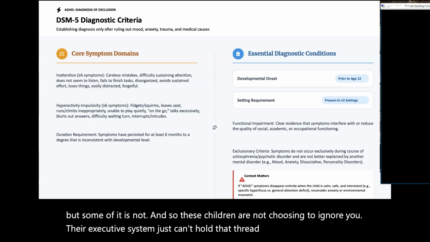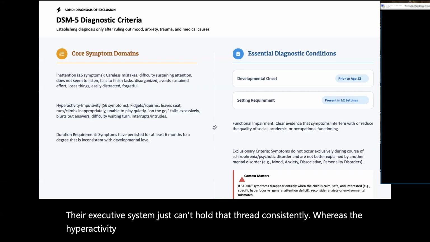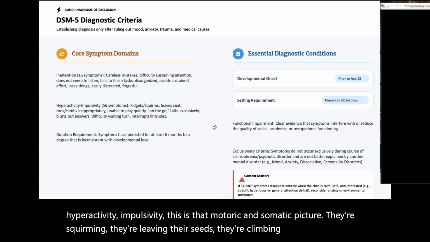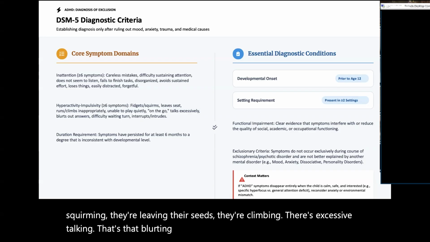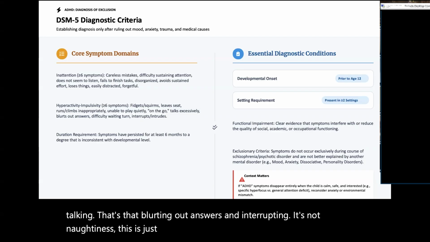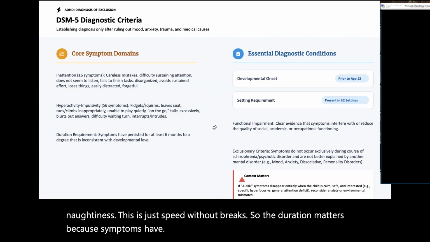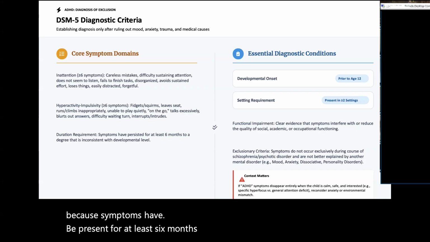Whereas the hyperactivity, impulsivity, this is that motoric and somatic picture. They're squirming, they're leaving their seats, they're climbing, there's excessive talking. That's that blurting out answers and interrupting. It's not naughtiness. This is just speed without brakes. So the duration matters because symptoms have to be present for at least 6 months and they must exceed what's normal for the developmental age.